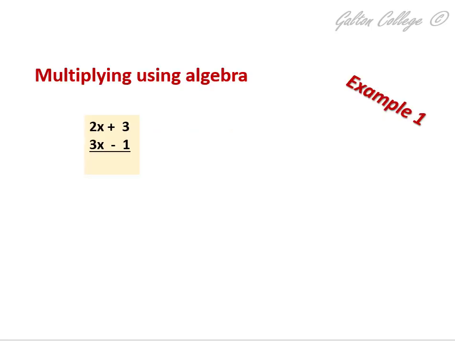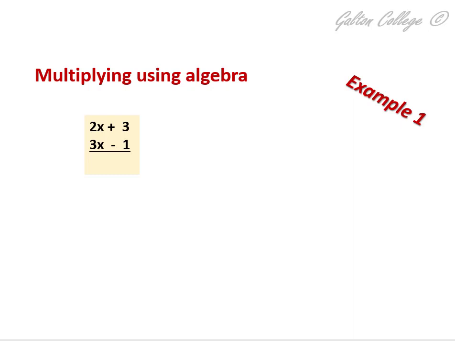We're going to start by multiplying these two quantities here, 2x plus 3. X is some number. We don't know what the number is. X could be any number really, but just it's x. It's a number. It's like a secret number. We don't know. It's just 2x plus 3. And we're going to multiply that by 3x minus 1.